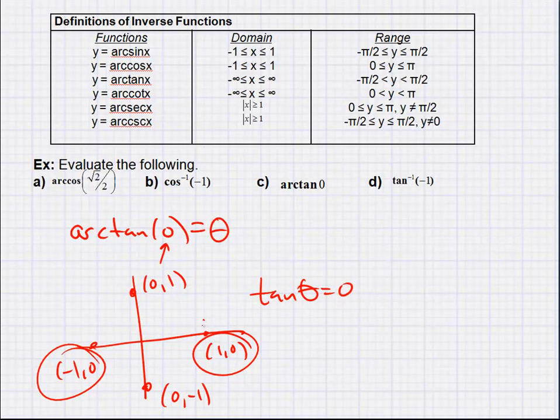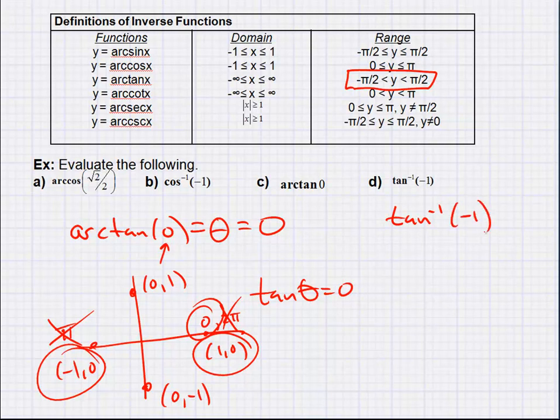So this angle could be 0 or 2 pi. This angle could be pi. Which one of these can I use? Arctan. The answers have to be between -pi over 2 and +pi over 2. Well, that's too big. That's too big. So my answer would be 0. One more. The inverse tangent of -1.